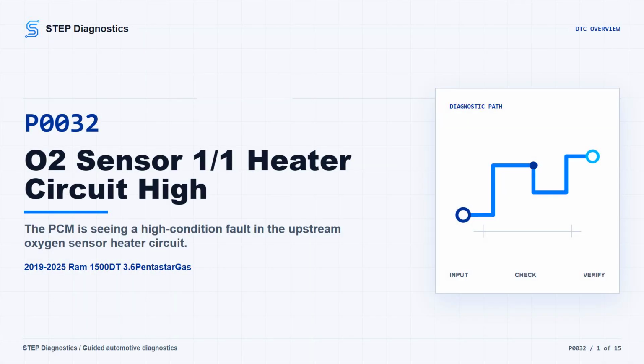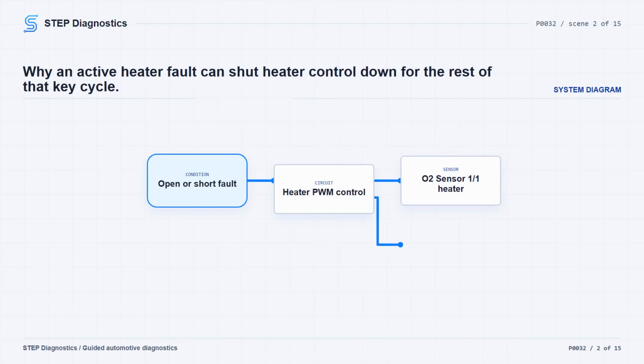On this RAM 1500 with the 3.6 Pentastar, P0032 points us toward the O2 sensor 1/1 heater circuit reading high. In plain terms, the PCM may be seeing too much resistance or the wrong electrical behavior in the upstream oxygen sensor heater control side. The MIL may be on, and depending on what the heater circuit is doing, the PCM can disable heater control for that ignition cycle.